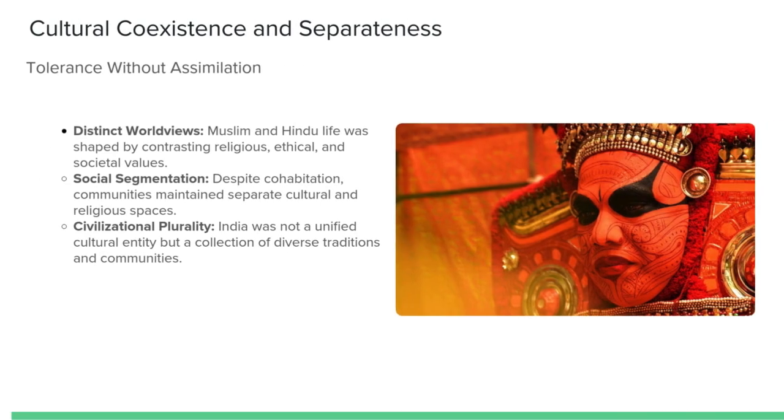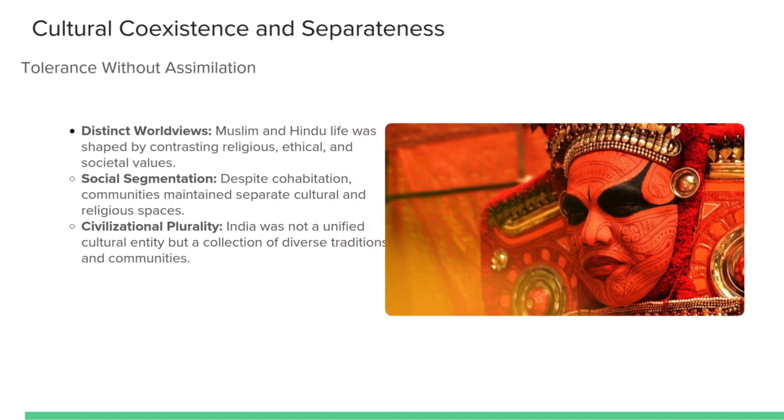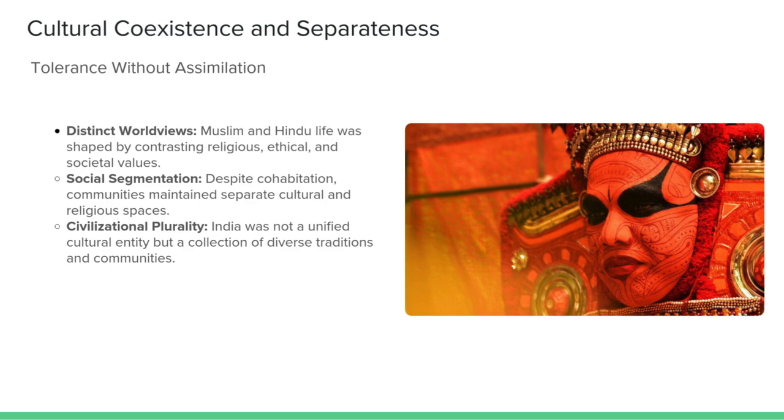Cultural coexistence and separateness. Hindus and Muslims often lived side by side, yet operated in fundamentally different cultural spheres. Shared tolerance did not translate into assimilation of customs or values.